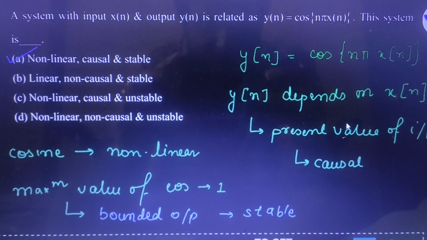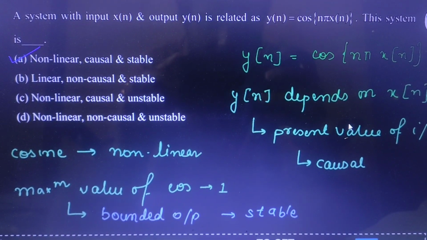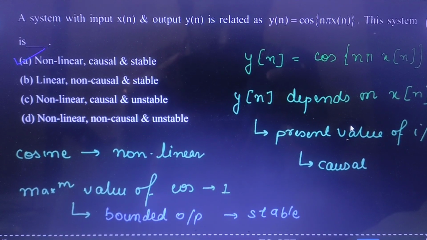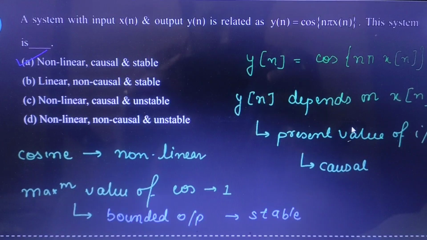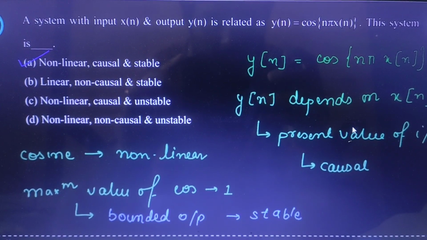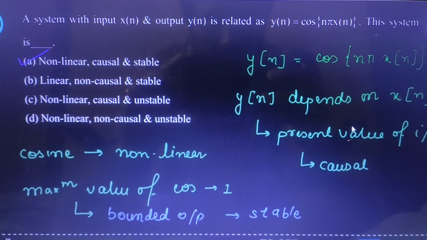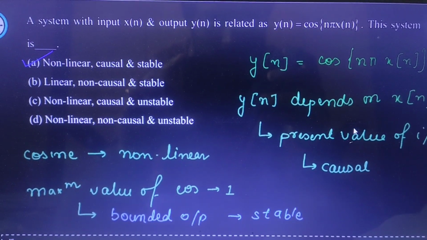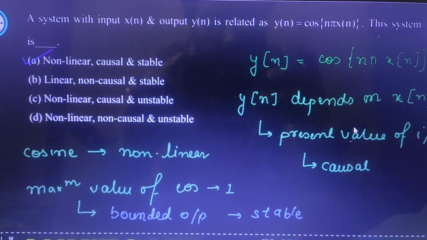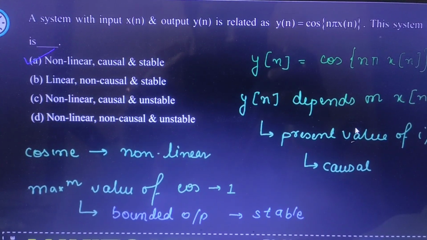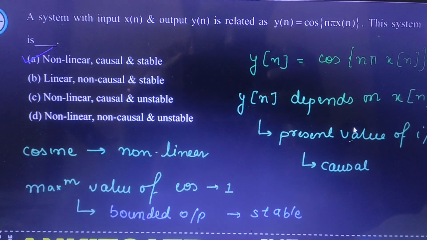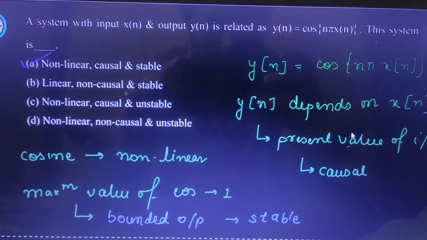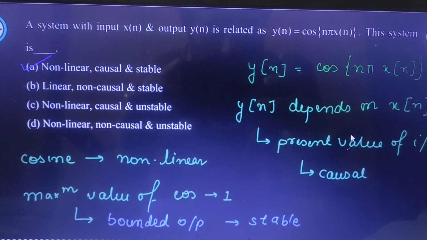System with input x of n, output y of n is equal to cos of n pi times x of n. As cos is non-linear, it is a non-linear system, and y of n depends on x of n, the present value, so it is causal. The maximum value of cosine lies between minus 1 to 1, so the output is bounded, so it is stable. So it is a non-linear, causal and stable system, where cosine is an even function and a non-linear function.